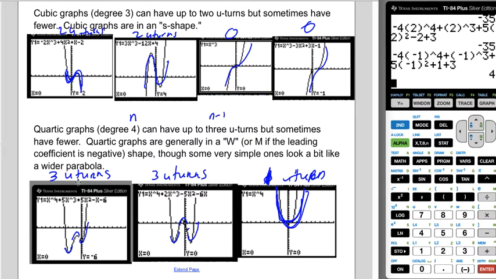So having the basic idea of what a graph looks like is really helpful. It's useful to know that a cubic pretty much always looks like this if it's a positive cubic, or this if it's a negative cubic. Sometimes it has a more pronounced U-turn. Sometimes it just looks like this and like this. Quartic graphs look like W's, or M's if the leading coefficient is negative. All the ones I drew here look like W's, but certainly a quartic could look like this. That could be a quartic. It looked like an M.